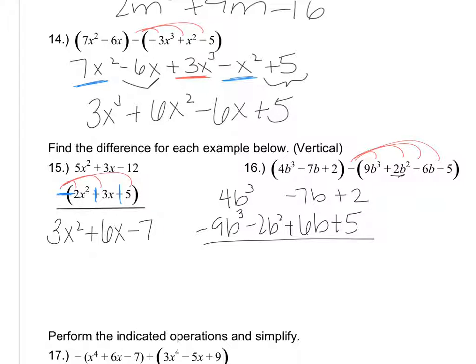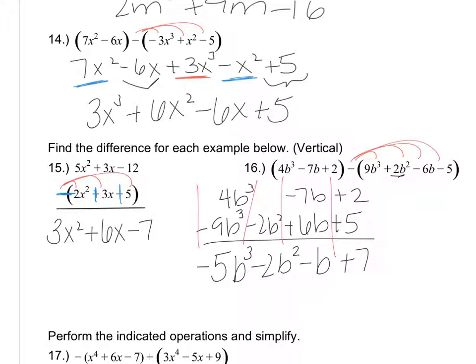Now double check, make sure that everything that's in a column is a like term, and then we can go ahead and combine. So 5b to the third minus 9b to the third is, 4b to the third minus 9b to the third is minus 5b to the third. This minus 2b squared has nobody like it. Negative 7b plus 6b is a negative 1b. And then a 2 plus 5 is a plus 7.